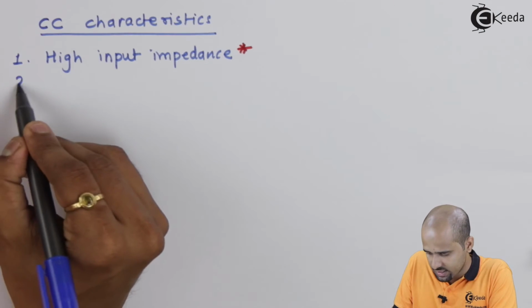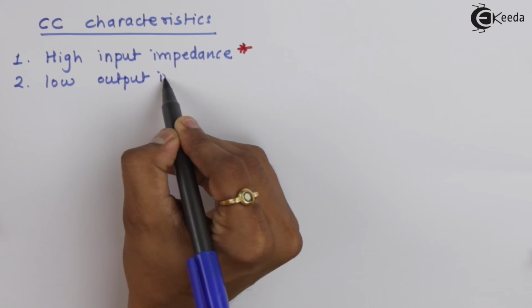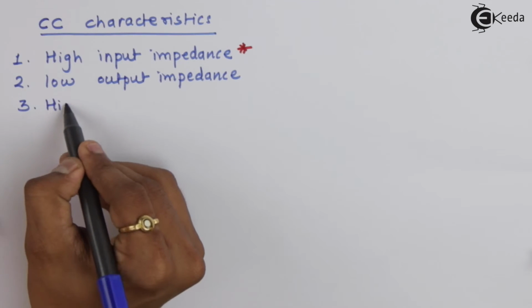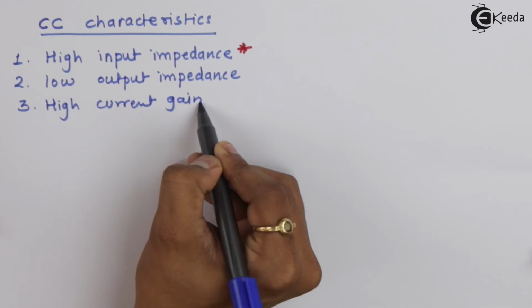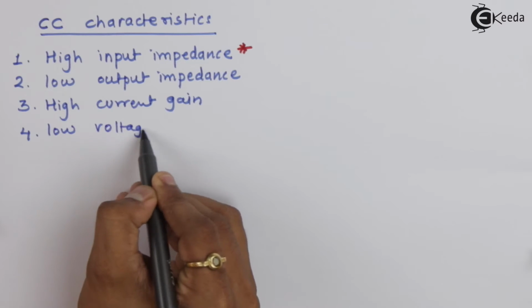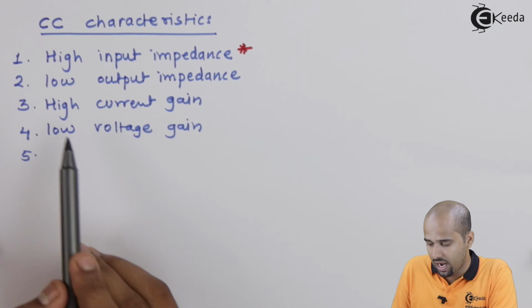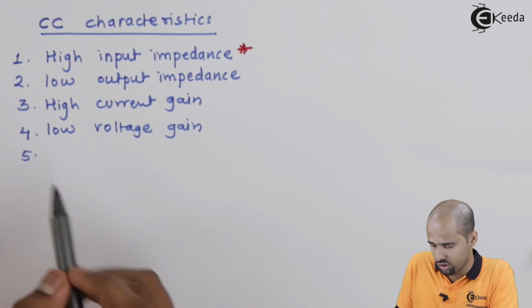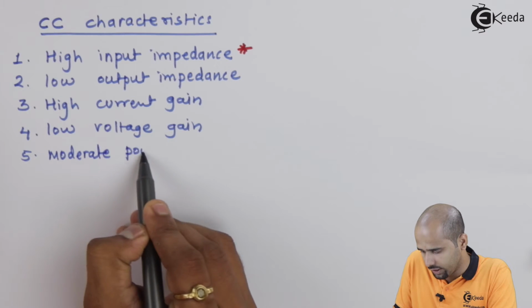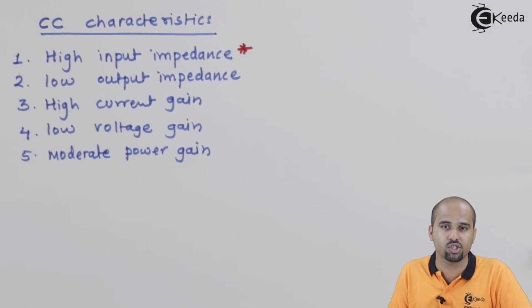High input impedance. Second is having very low output impedance. Third one, it is having high current gain. And fourth one, it is having low voltage gain. Again, with these two facts, the current voltage relationship, high current gain, low voltage gain, we'll be getting moderate power gain. These are nothing but the 5 characteristics of CC configuration of BJT.